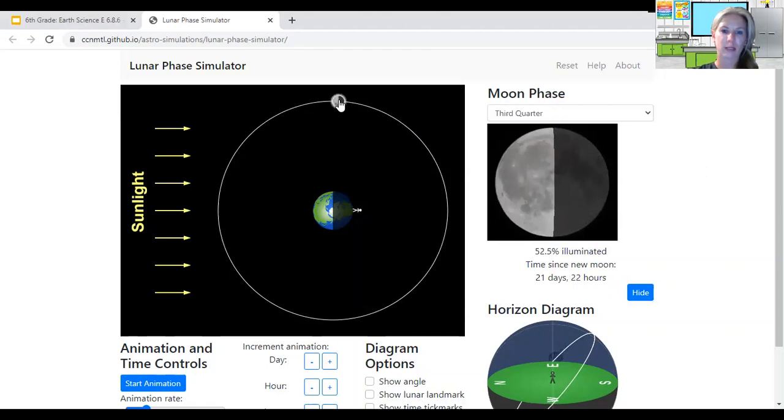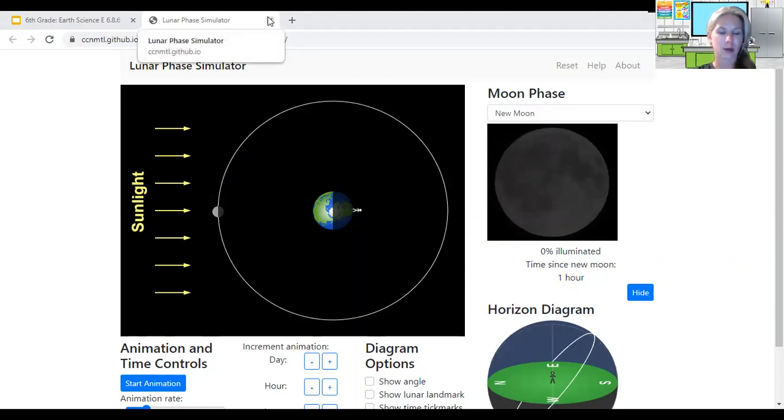So this is the last section of the moon, the last quarter lit up. Now we have our waning crescent. Again, we got this crescent shape here. And we're going to end up back at our new moon phase. So this is a pretty cool simulator. I suggest you check it out. It's pretty handy. You can just type in lunar phase simulator and do a search for it, and it'll pop up. It'll be one of your first choices.